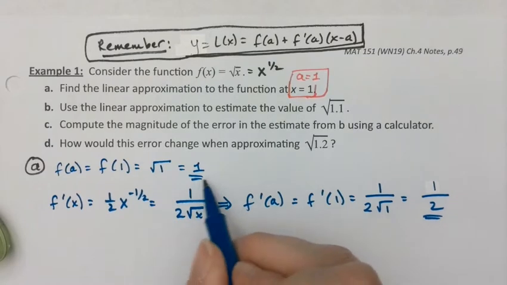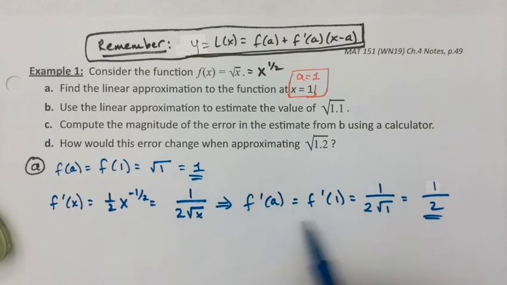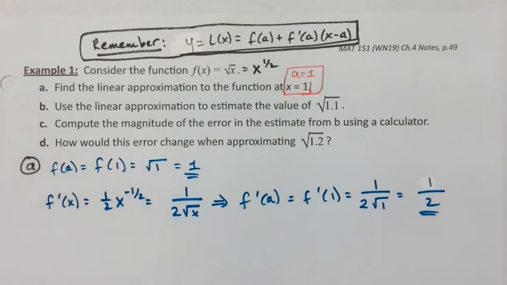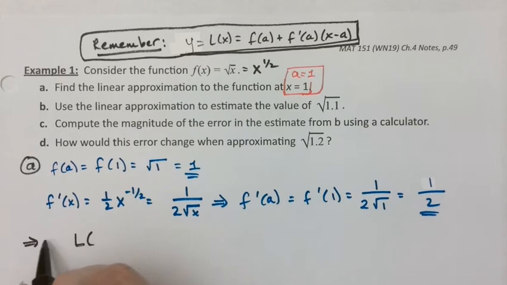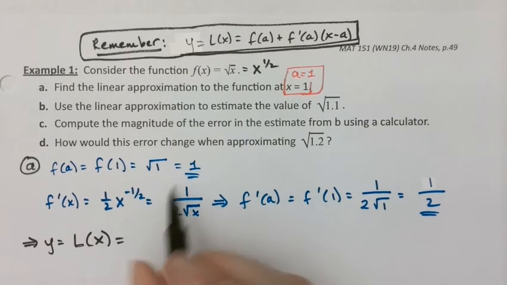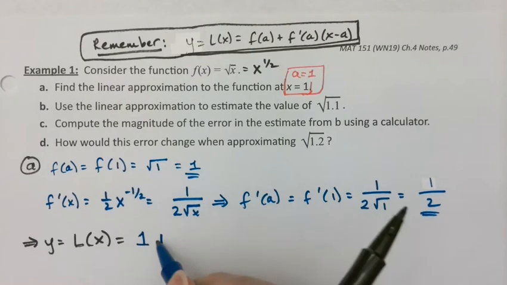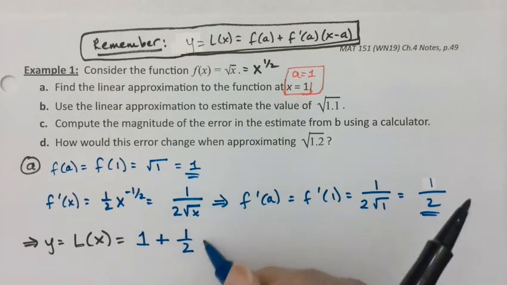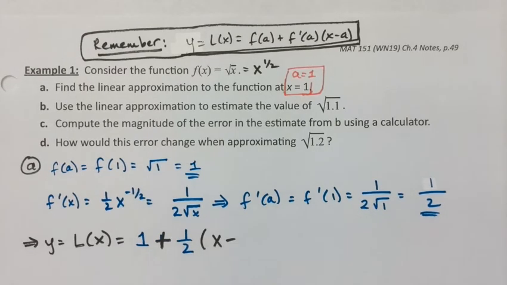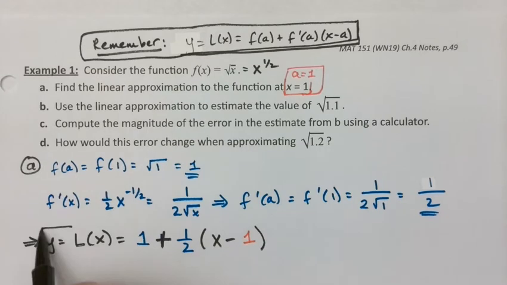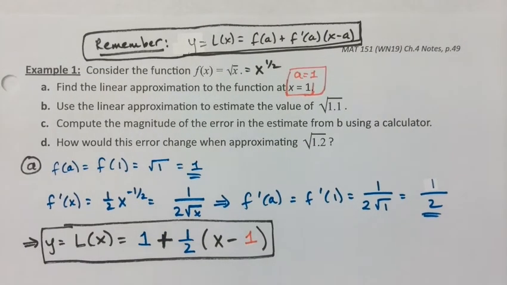All right, I've got my f of a, I've got my f prime of x, which made me find my f prime of a. Wonderful. So that means that the linear approximation itself is f of a, which is 1, plus f prime of a, which is 1/2, times x minus a, and a was 1 for us. Wonderful. All right, so part A is done. We have our linear approximation. Fabulous. You don't have to distribute or do anything like that.